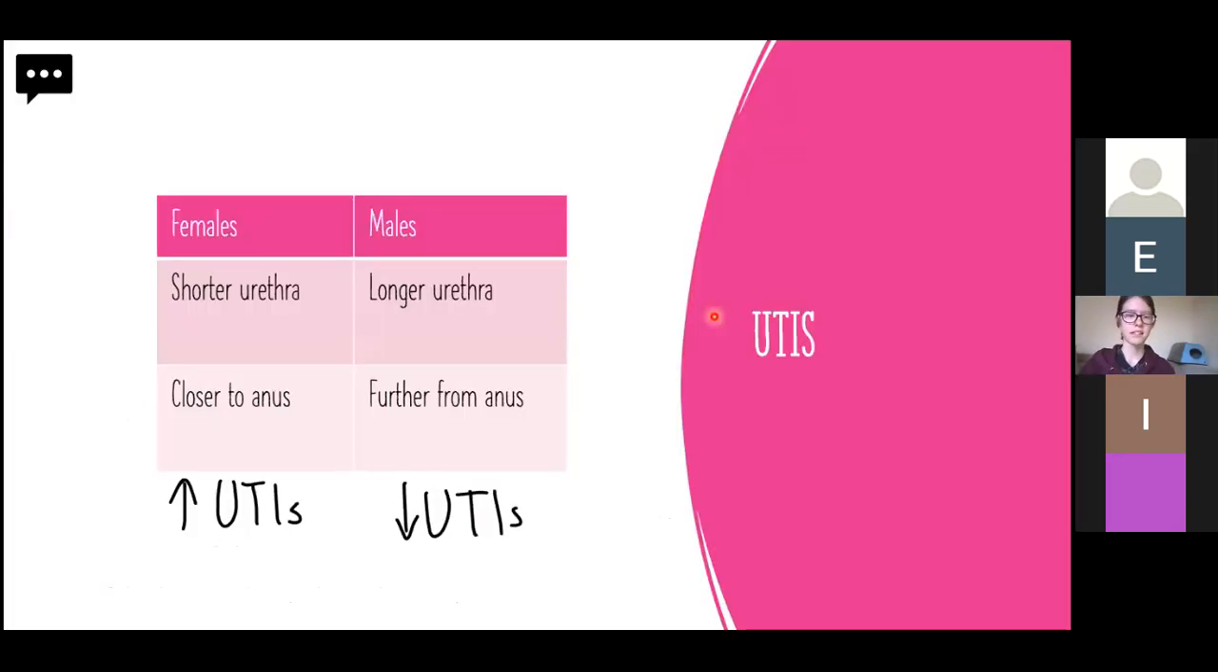All right, UTIs, very short point. Females have more because they've got shorter urethras and it's closer to the anus. Easier to get bugs up there.